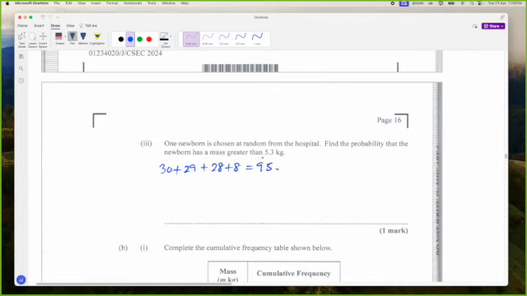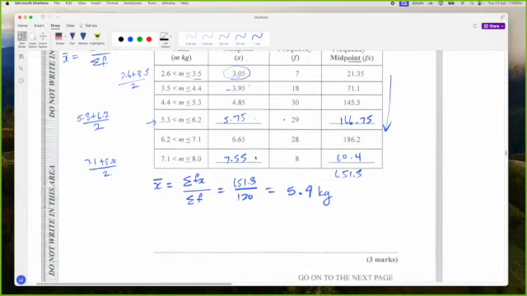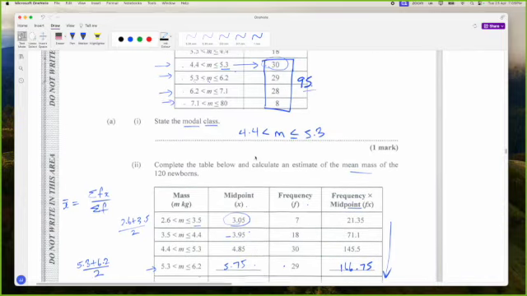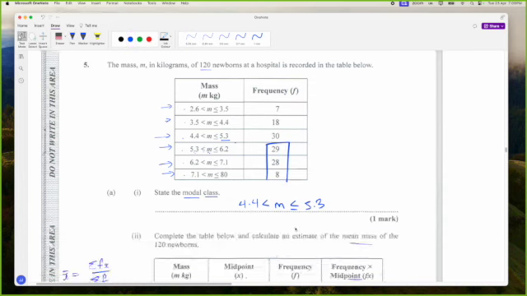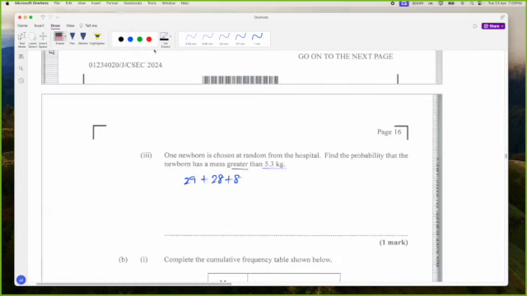All right, a mass greater. Oh no! Nobody corrected me. Not the 30, because they didn't say equal to 5.3. They said greater than 5.3. So that means you can't include the 5.3. With this 30 here, I included the 5.3. So it'll just be this, which is greater than 5.3: 29 plus 28 plus 8.